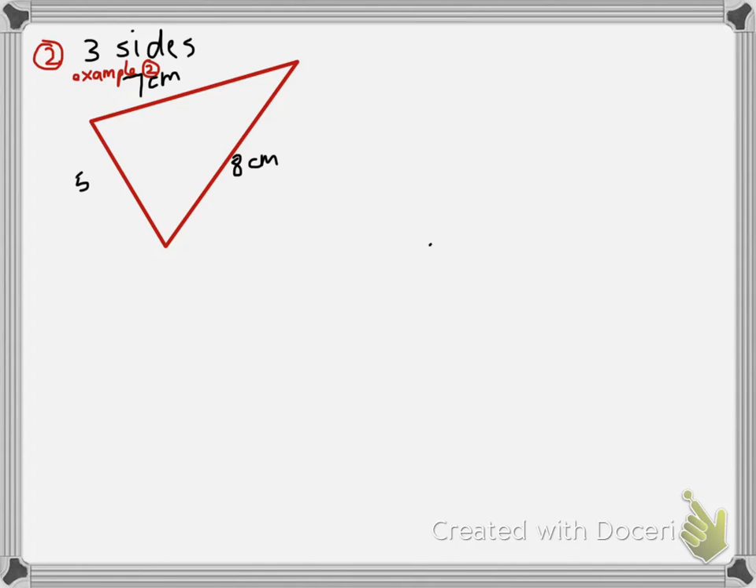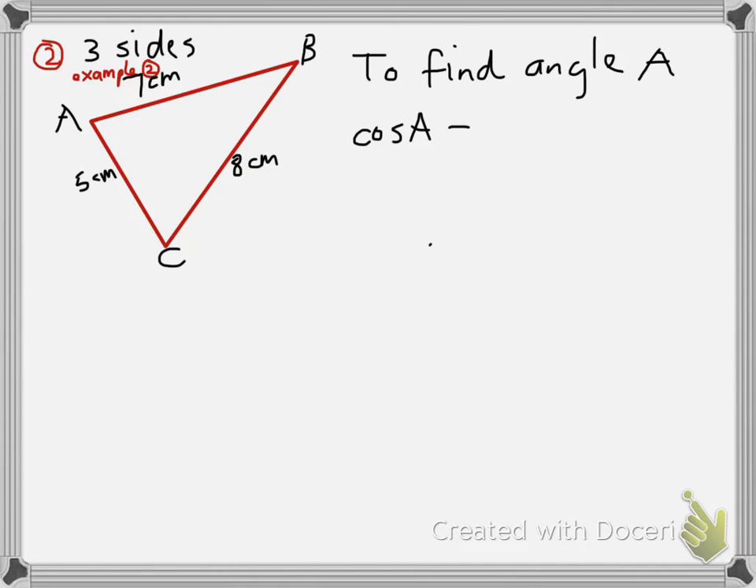The other case where we use the cosine rule is another case where we don't know a side angle pair. And that's where we've still got 3 bits of information, but this time we know all 3 sides. So if we draw a triangle with 3 sides of 5, 7 and 8 centimetres, and label that triangle ABC, and let's say we wanted to find angle A.